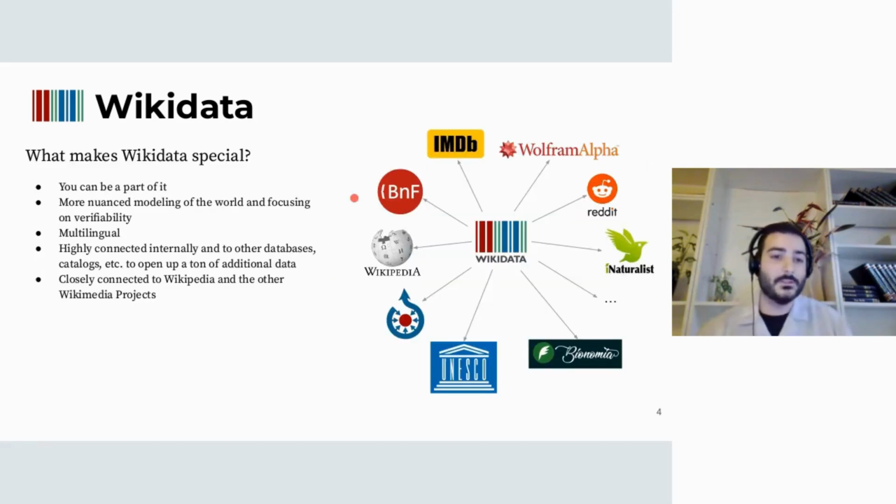So what makes Wikidata special? It's collaborative, you can be part of it. It's a more nuanced modeling of the world, as we saw earlier, and it focuses on verifiability, because statements on Wikidata can have references to external trusted sources. It's multilingual and supports over 300 languages, and it's highly connected to a lot of external databases, from museums to books to cultural heritage resources to even other Wikimedia projects like Wikipedia.